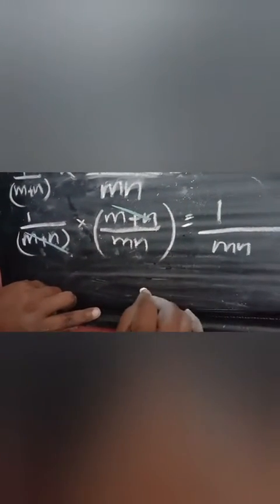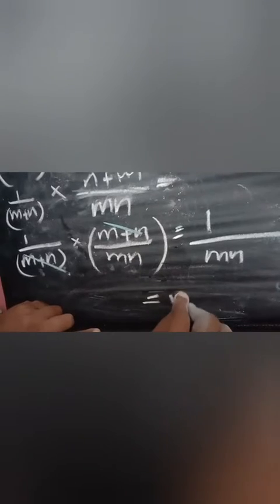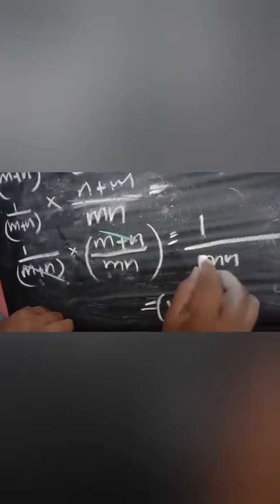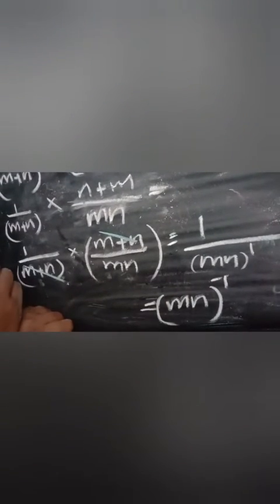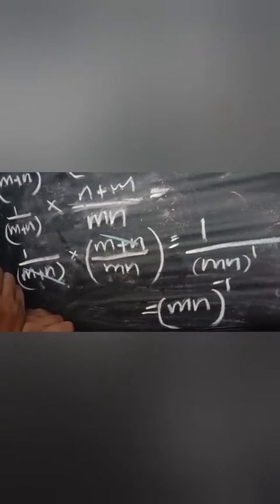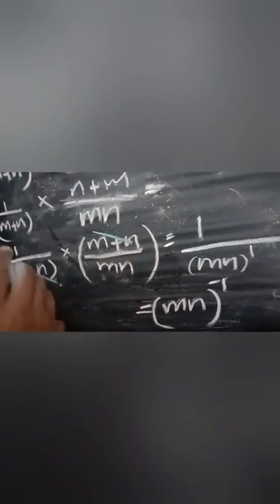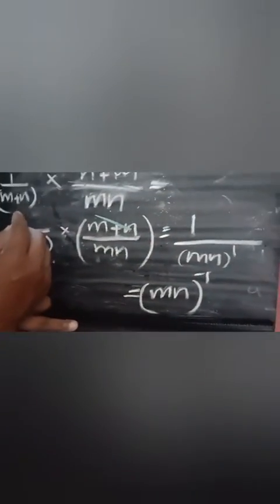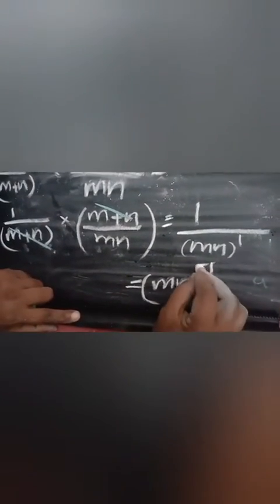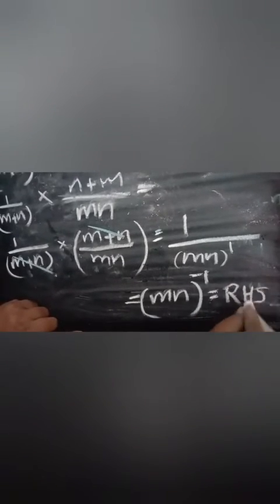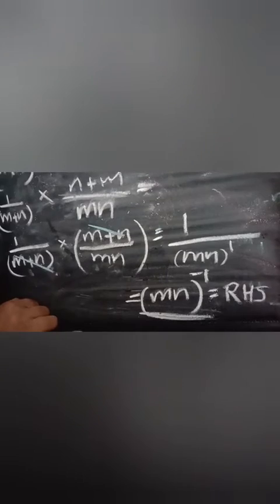What is 1 divided by mn? This mn you can move to the numerator, that is mn raised to minus 1. Mn means mn raised to 1, so it is 1 by mn raised to 1. This mn you want to bring to the numerator. What happens then? If mn goes to the numerator, we get mn raised to minus 1, equal to our RHS, right hand side, isn't it? Equal to RHS. Clear? Okay.